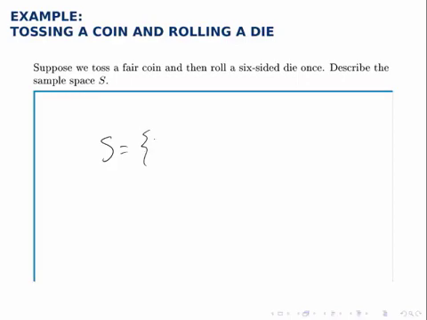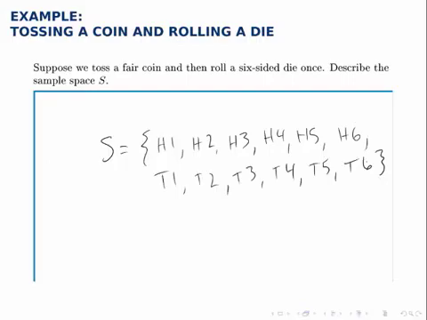Either the coin is going to be heads or tails, and then the die is going to be a number from 1 through 6. So let's suppose the coin comes up heads. Well, then the number could be 1, or it could be 2, or 3, or 4, or 5, or 6. And then the coin could come up tails, and the die could be either 1, 2, 3, 4, 5, or 6. So we have 6 more possibilities with the coin coming up tails. And that is a full list of all the possibilities that could occur with this experiment.